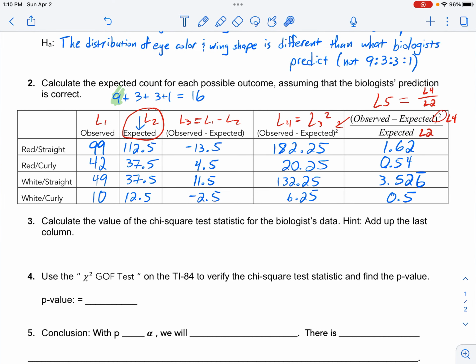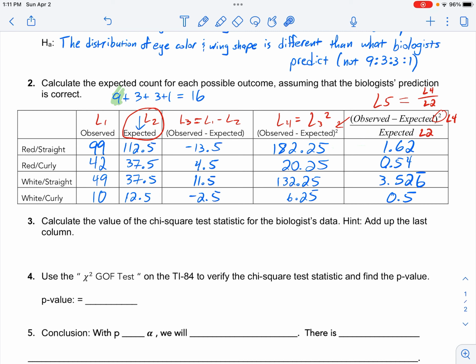Essentially what we're learning here is that the ones that are the smallest, these two, are both pretty much the same. That's because they were very close to what you expected. They were only off by 2.5 and 4.5, which leads to a small chi-squared test statistic. The one that was the farthest away was the first one. We were off by 13.5, and then you square that, so it gets even larger, which leads to a bigger test statistic.